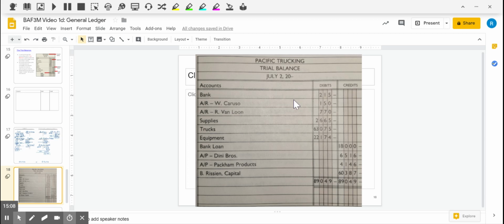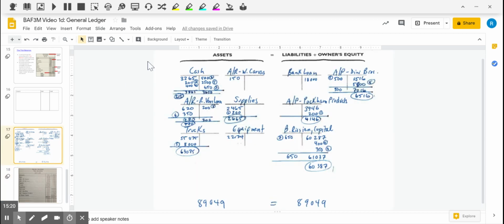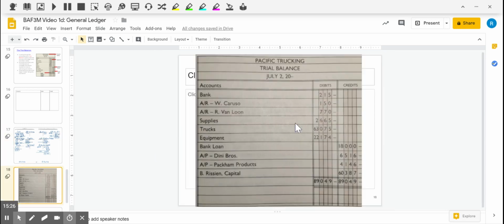Okay, so this is for the same business. As you can see, we just take the final balance of the accounts and we copy them down into either the debit column or credit column. So we just list all the accounts at the end. For example, bank or cash had a closing balance of $215. Take the debits and minus the credits. So we're going to put down on the trial balance, bank for 215.